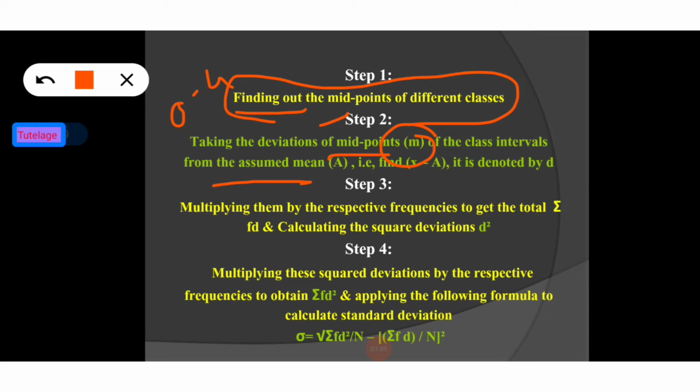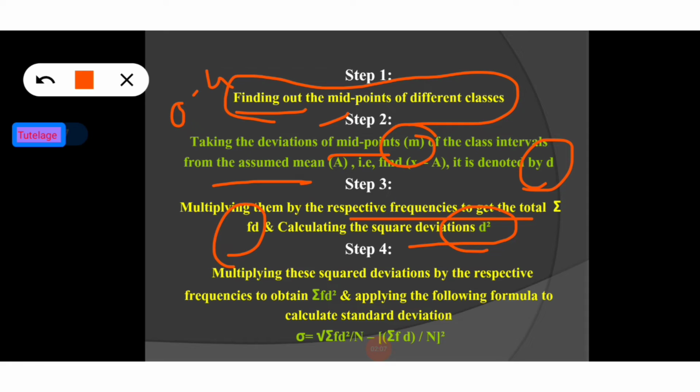So the deviation value is equal to x minus a, and the deviation value is denoted by small d. Now going to the third step, we have to multiply the deviation value by the respective frequencies to get the total summation fd, and calculate the square of the deviation, that is d square.